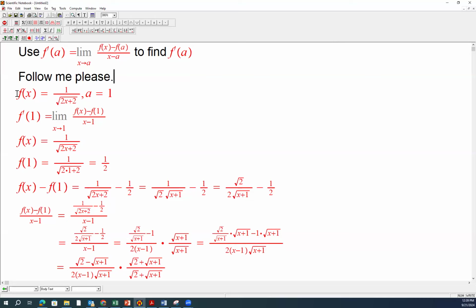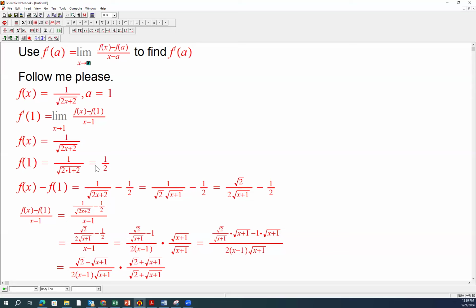The function we're working with is f of x equals 1 over root 2x plus 2, and a is 1. So according to this formula, x is approaching a, and a is 1, so everywhere a is replaced by 1. X approaching 1. Okay, f of x.